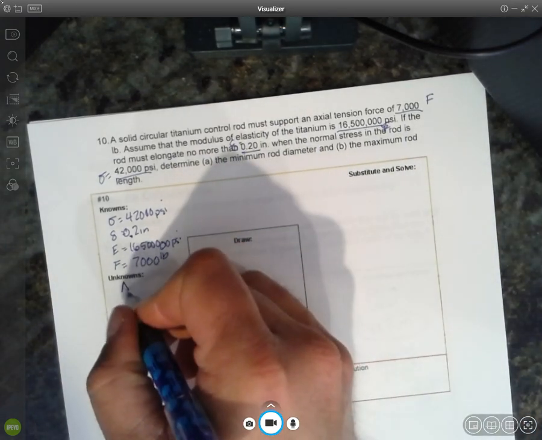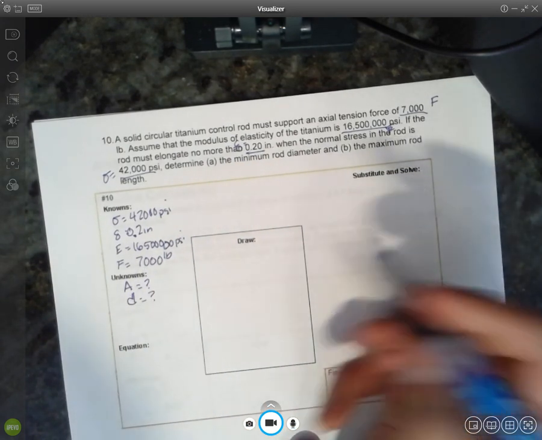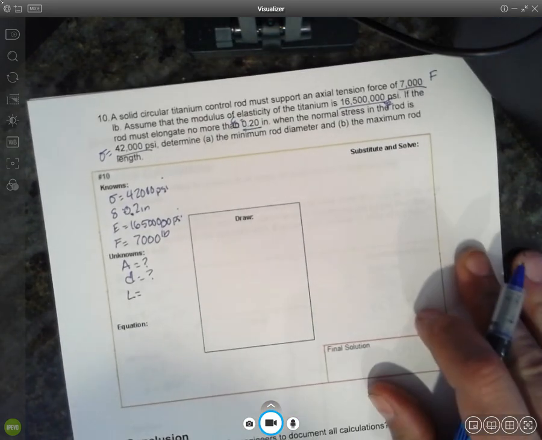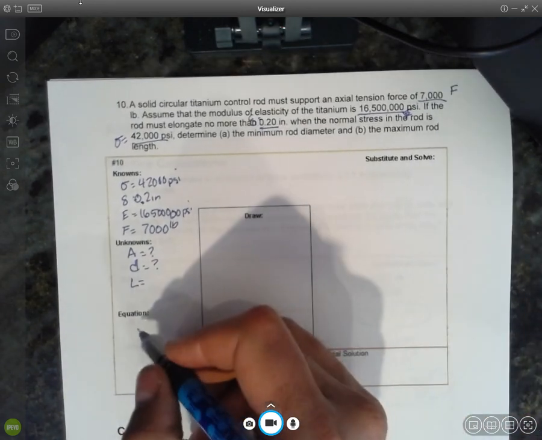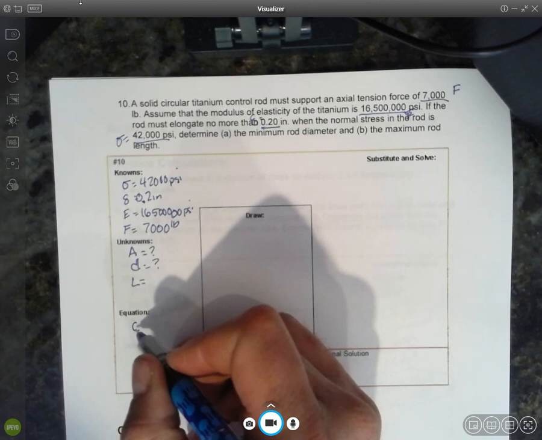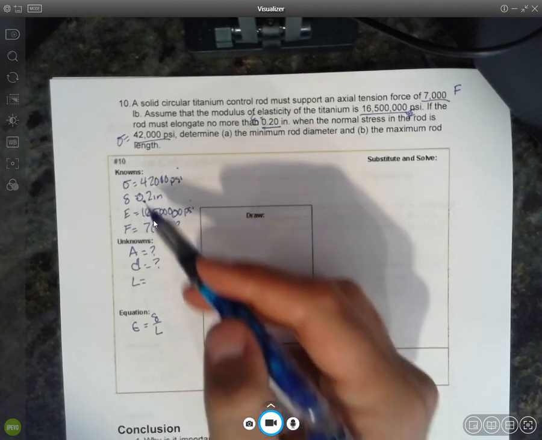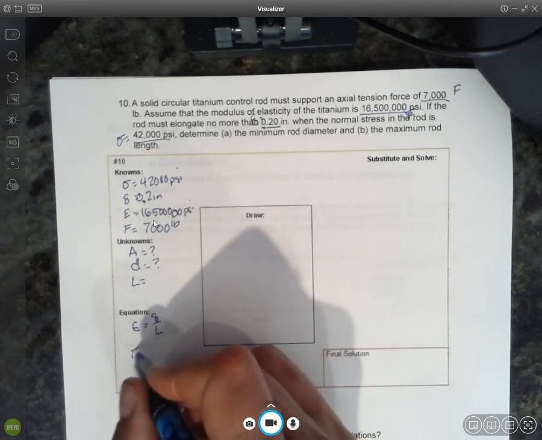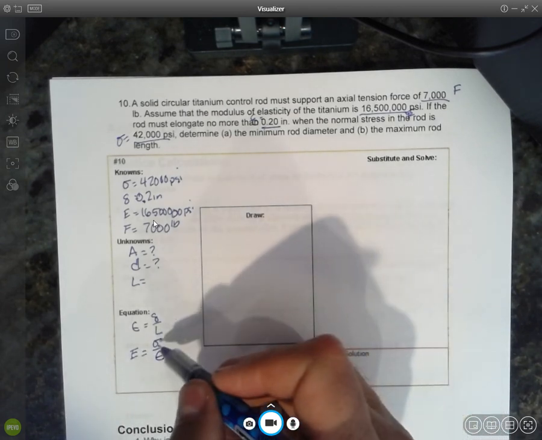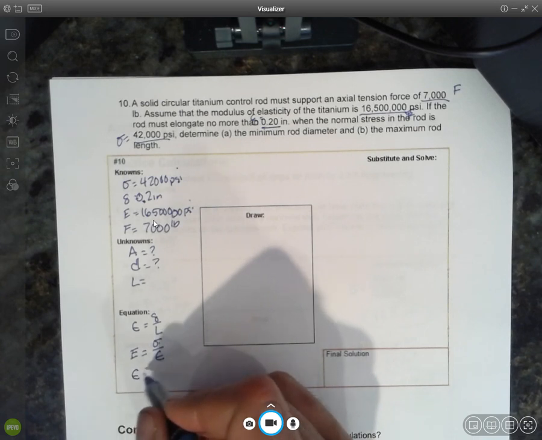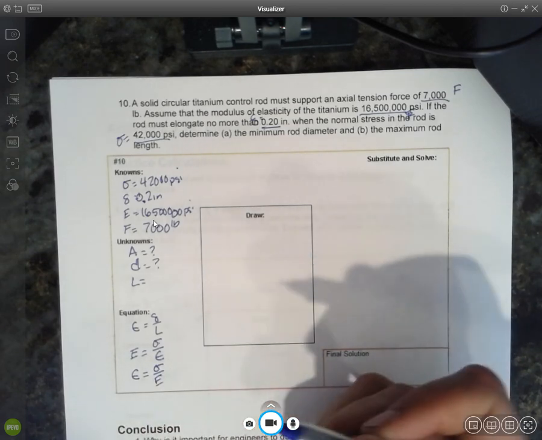We need to know area so that we can find diameter. And we need to know the length of the rod. So I'm going to start with the length of the rod just because I feel like it. And the only formula I know with length in it is the one that says strain is equal to deformation over length. Strain, not given to me, but I know that modulus of elasticity is stress over strain. And I know both stress and modulus of elasticity, so I can change that to say strain is equal to stress divided by modulus of elasticity.